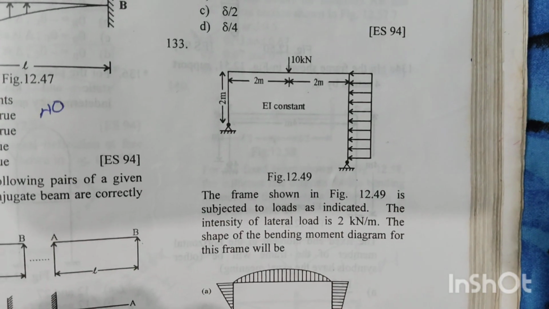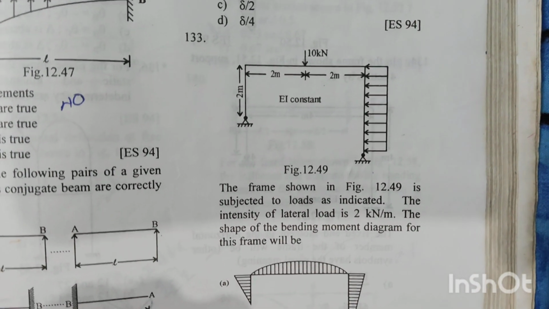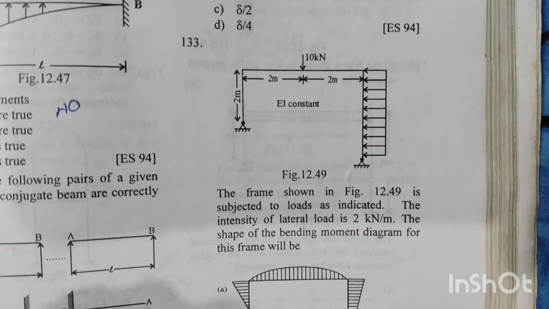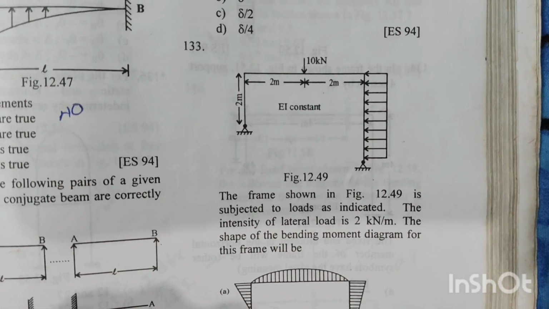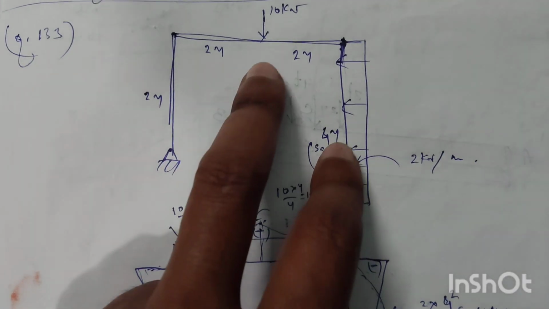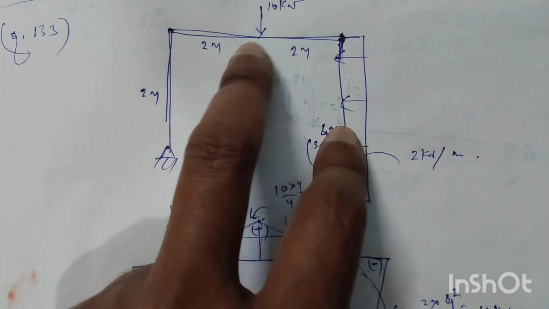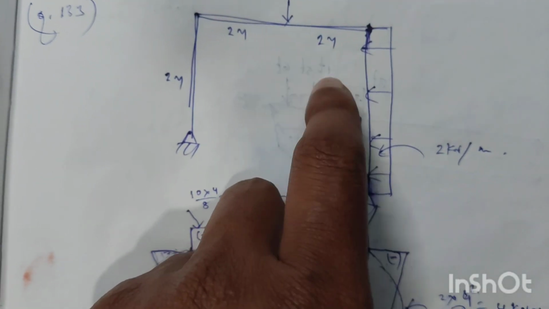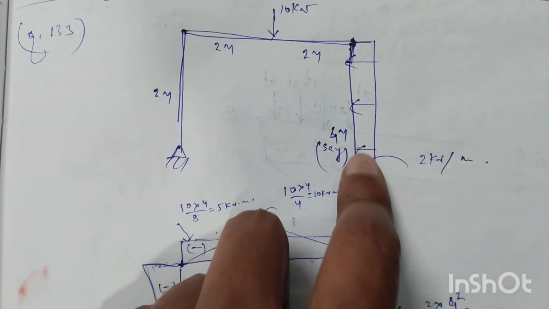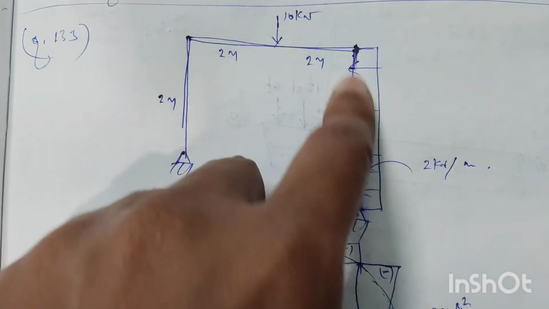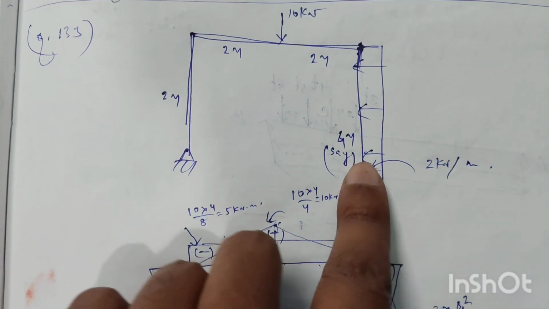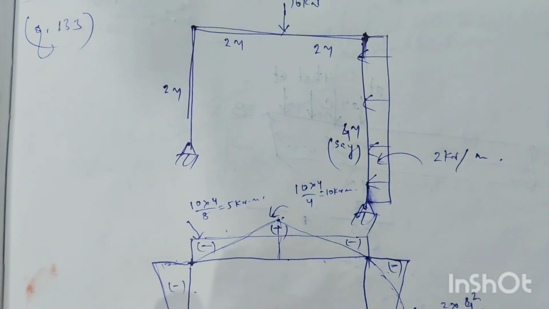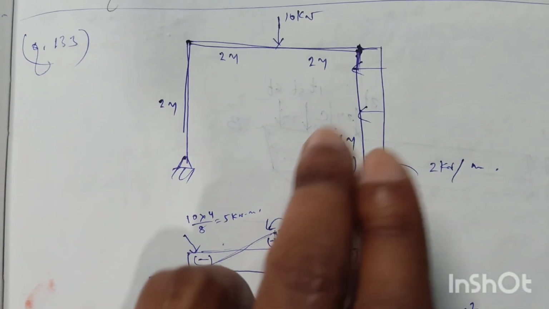Question number 133. The frame shown in the figure 12.49 is subjected to loads as indicated. The intensity of lateral load is 2 kN per meter. The shape of the bending moment diagram for the frame will be? So this is our portal frame subjected to a vertical point load at the midspan of the frame and a uniformly distributed load on the vertical member on the right side of the frame, that is 2 kN per meter. Suppose this vertical member length is 4 meter, which is not given in the question. So let's say this is 4 meter, this is 2 meter as given, and this member length is 4 meter. Now we have to determine the bending moment diagram for this frame.